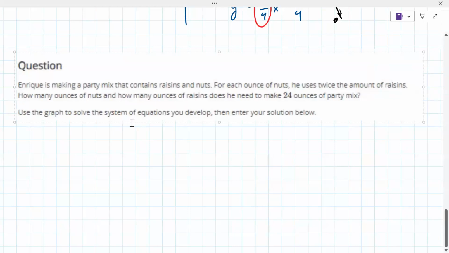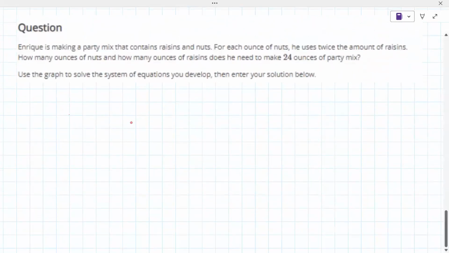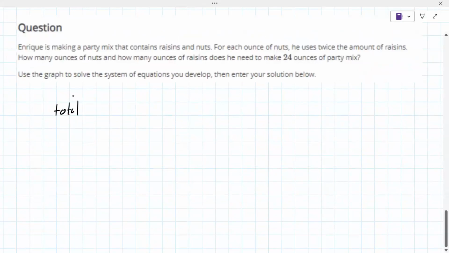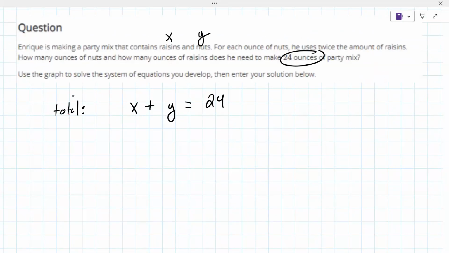All right. So there are two types of equations you're going to have. One is called the total equation. For simplicity, I'm going to use X for raisins and Y for nuts. So the total equation is that X plus Y is 24. There's 24 ounces total. Is that okay? How that reads?